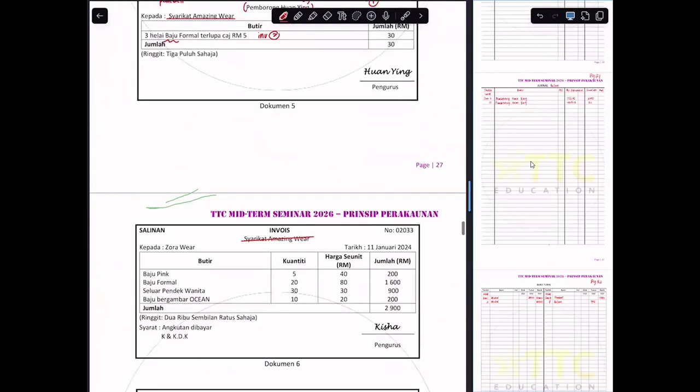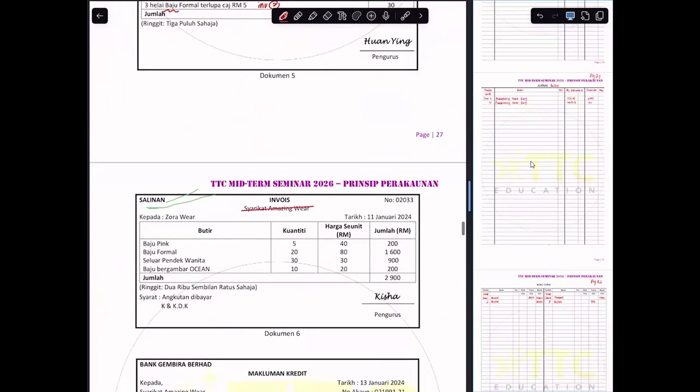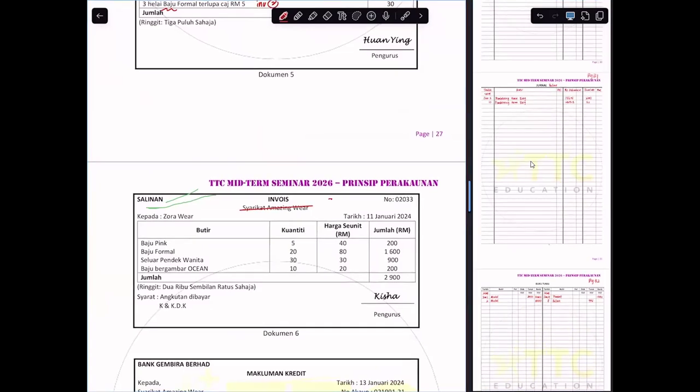It's invoice again. So this one, I go through it quickly because we are familiar with it already. Invoice always refers to secara credit. And we got salinan, the second copy, which means we are pembeli or pembekal? We are pembekal. We are the seller. So it is jualan secara credit. It means we sell but haven't received money.